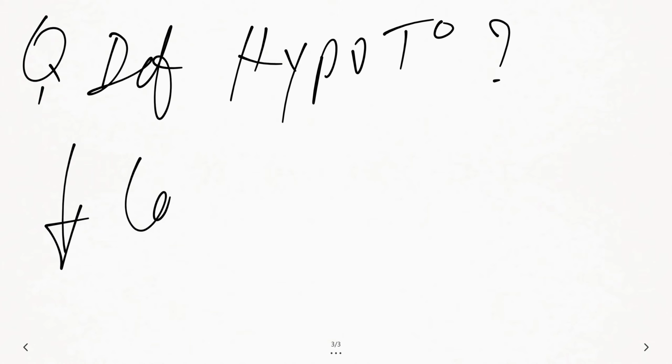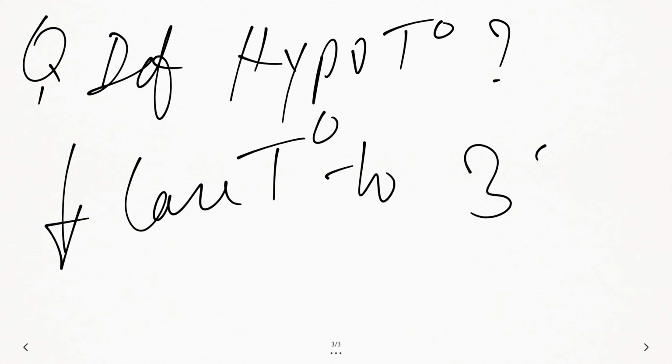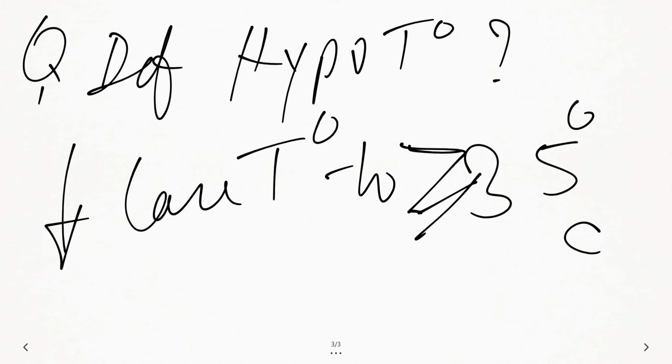The first question here will be, they are going to ask you, define hypothermia. Okay, what is hypothermia? Hypothermia is decrease of the core temperature to 35 degrees centigrade or less. Okay, is the reduction or decrease of core temperature to 35 degrees centigrade or less. This is the ideal answer for this question.